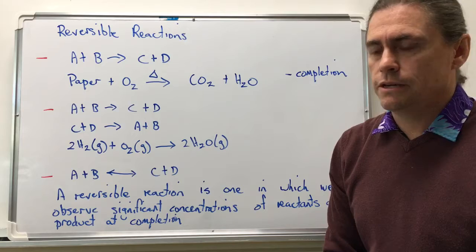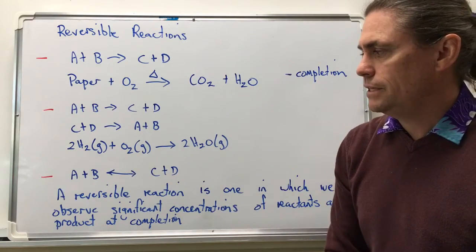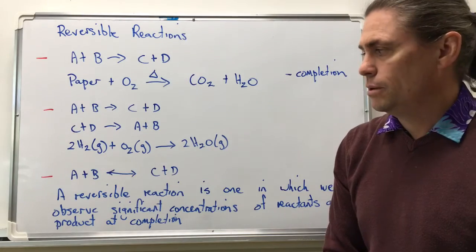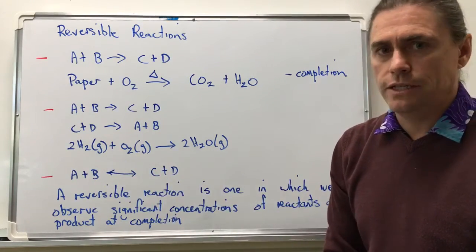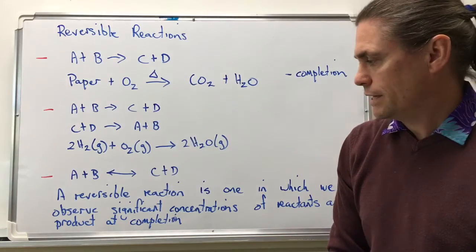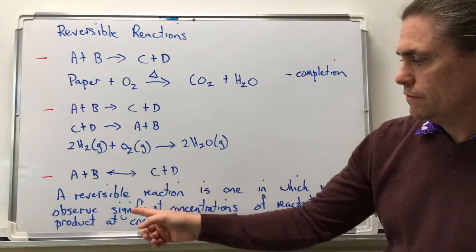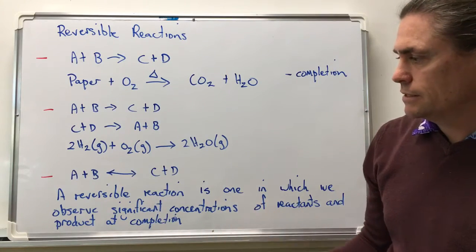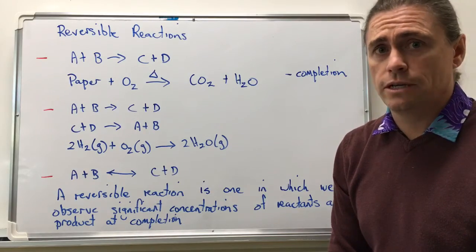Now there's a third set of reactions that at any given set of conditions, upon completion, will still contain reactants and products. And these reactions are known as reversible reactions. So a reversible reaction is one in which we observe significant concentrations of reactants and product at that point of completion. Let's look at an example.